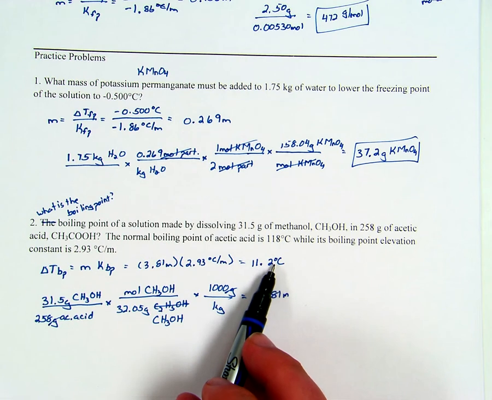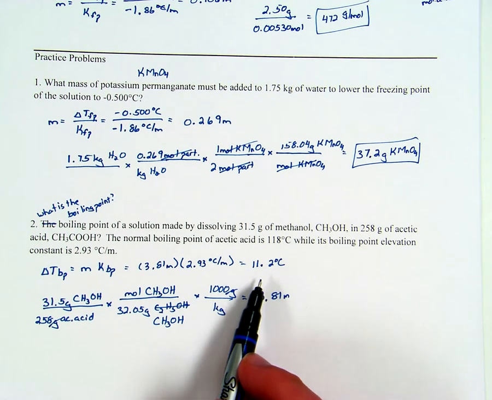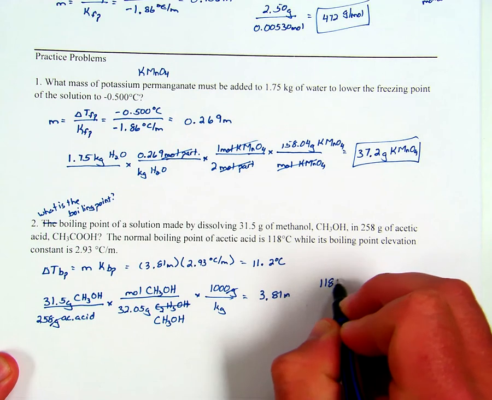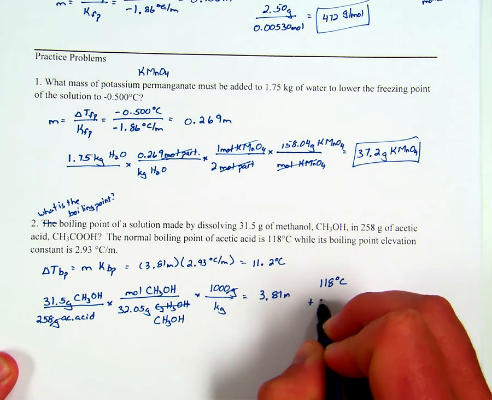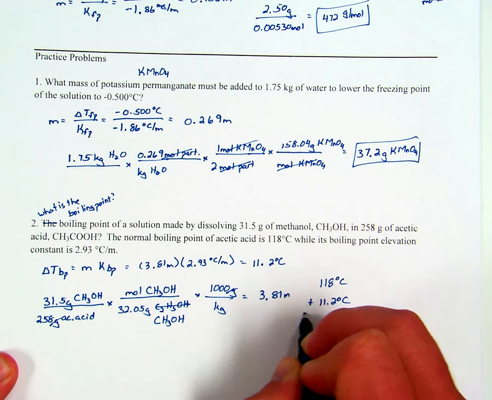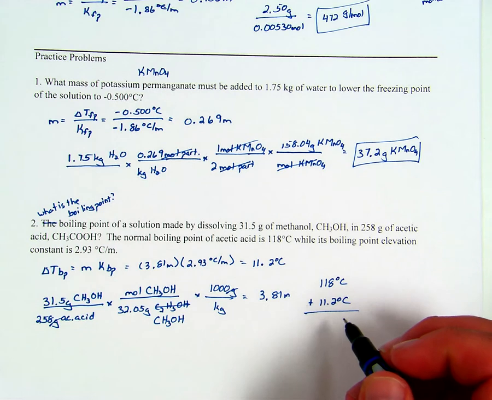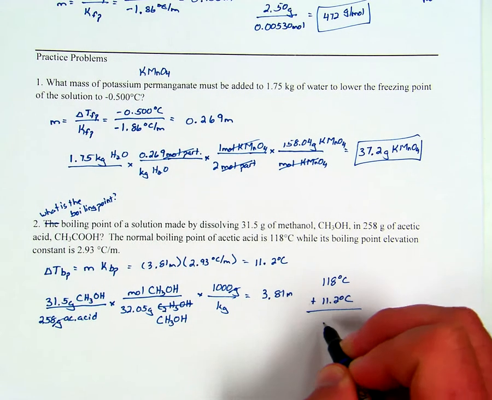So I have my 118 degrees Celsius for the normal boiling point plus the 11.2 degrees Celsius. As far as sig figs are concerned here, remember for addition you should really only keep to the ones place because that's all the farther that first measurement goes. Your calculator is going to tell you 129.2. I would just round that to 129 degrees Celsius. And there we are.